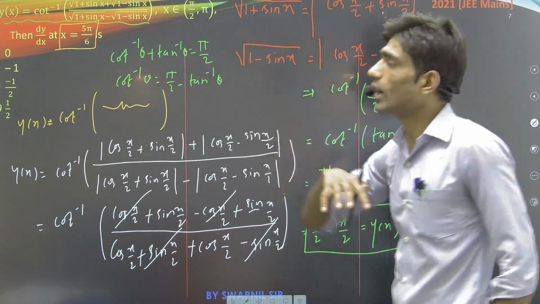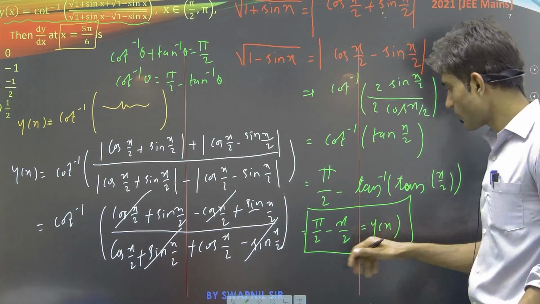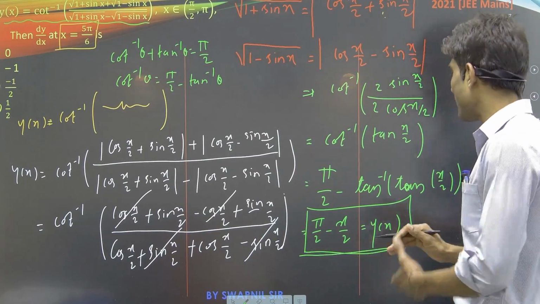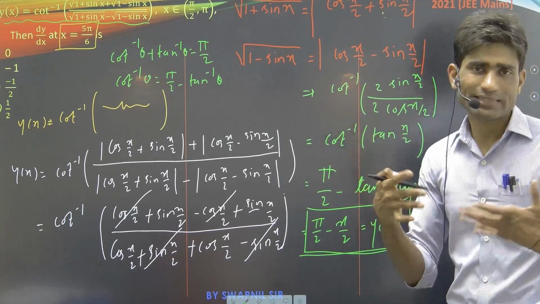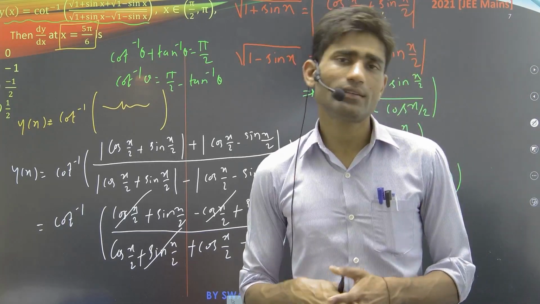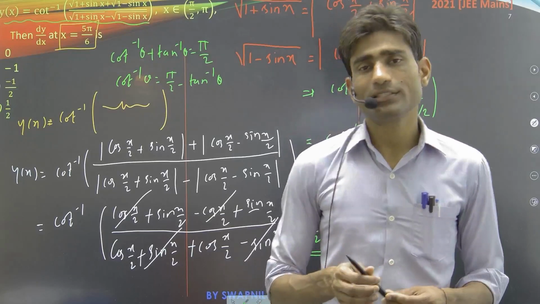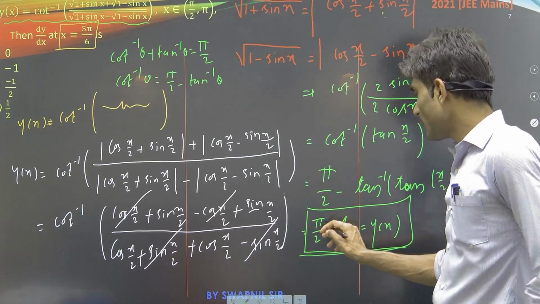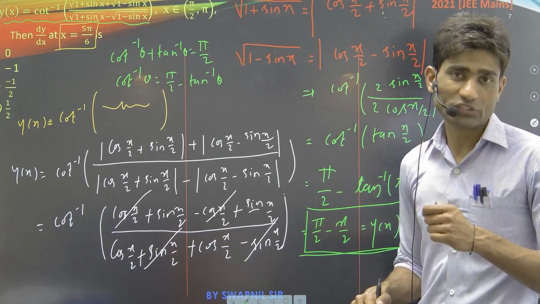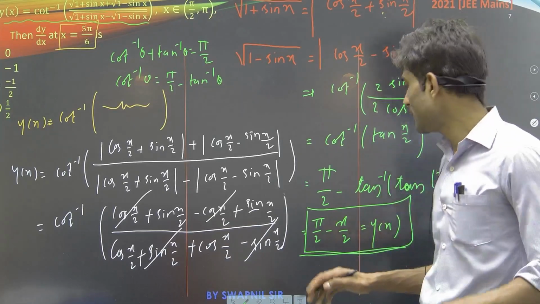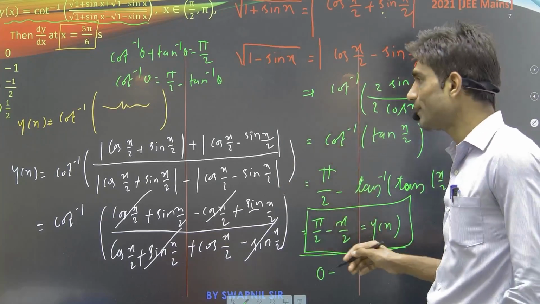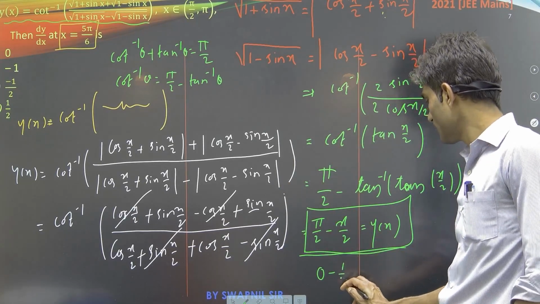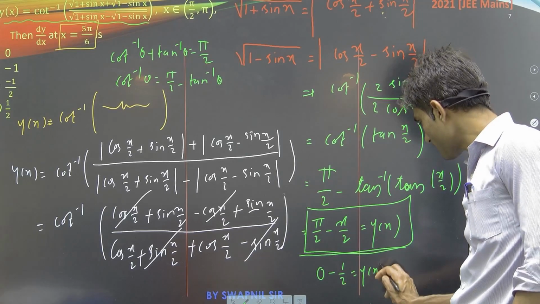This one is the y of x given in our example. I have written this y of x as pi by 2 minus x by 2. Now this one is the easy step for finding the differentiation. Let's go for finding the differentiation with respect to x. So pi by 2 is a completely constant term, differentiation of pi by 2 goes to 0, minus differentiation of x by 2, which is minus 1 by 2, which is equal to y dash of x.